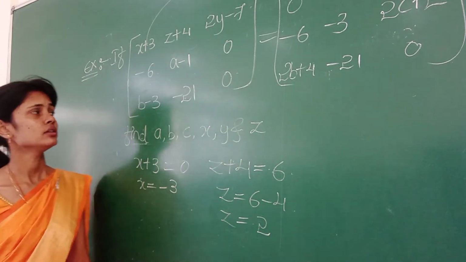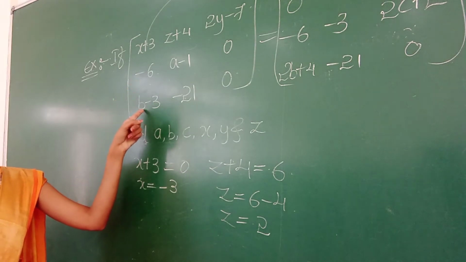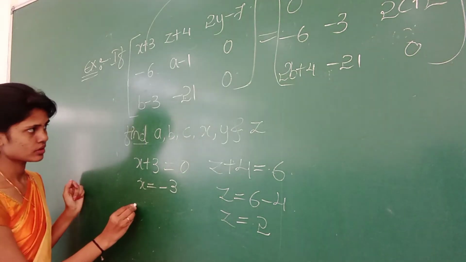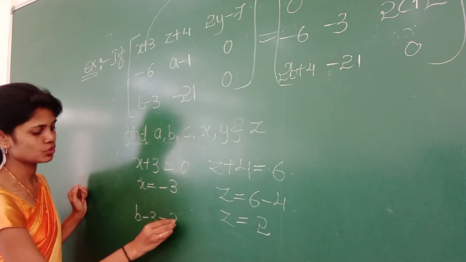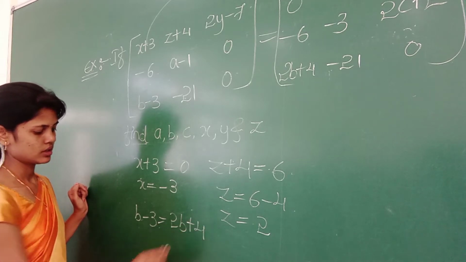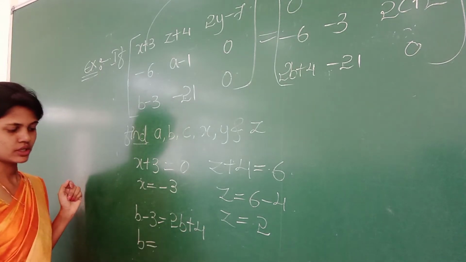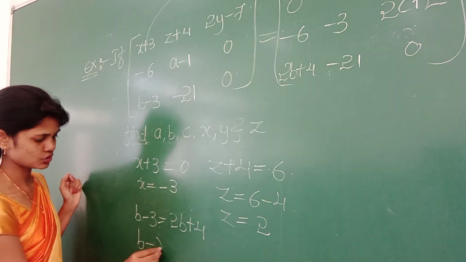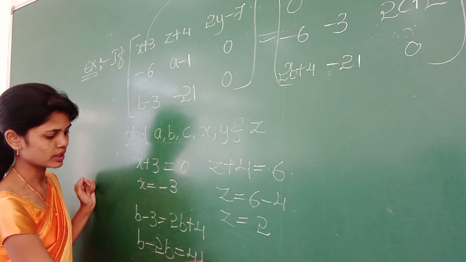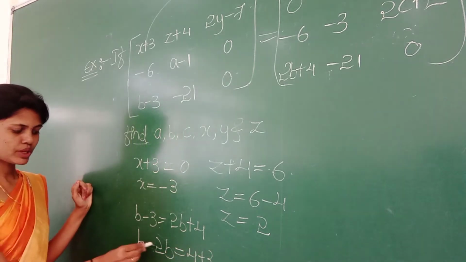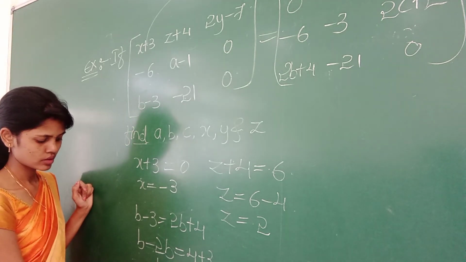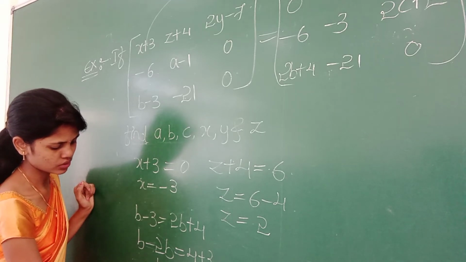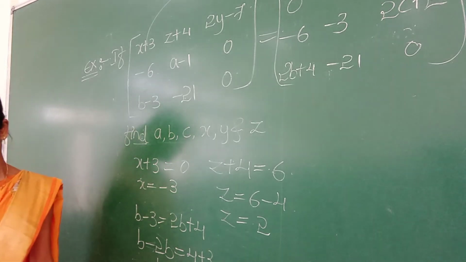Correspondingly, here b minus 3 is equal to what we have, 2b plus 4. So b - 3 = 2b + 4. So b is equal to, sorry, you can take b - 2b = 4 + 3, right? So b - 2b is what? -b = 7. Therefore, b is equal to what we can write? -7. Is it clear?